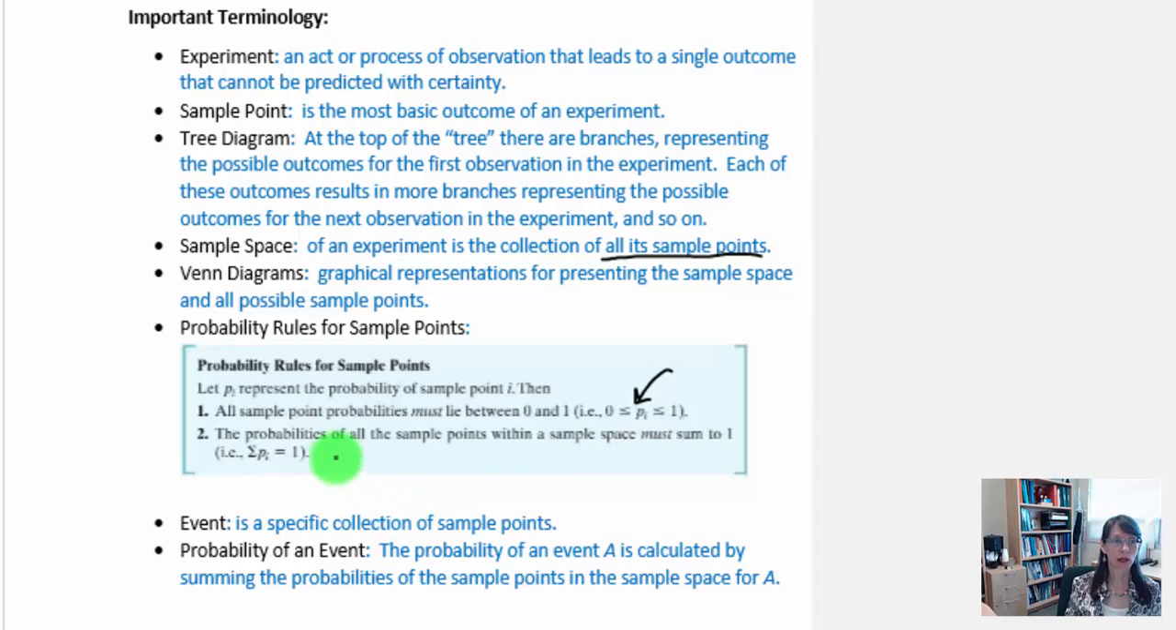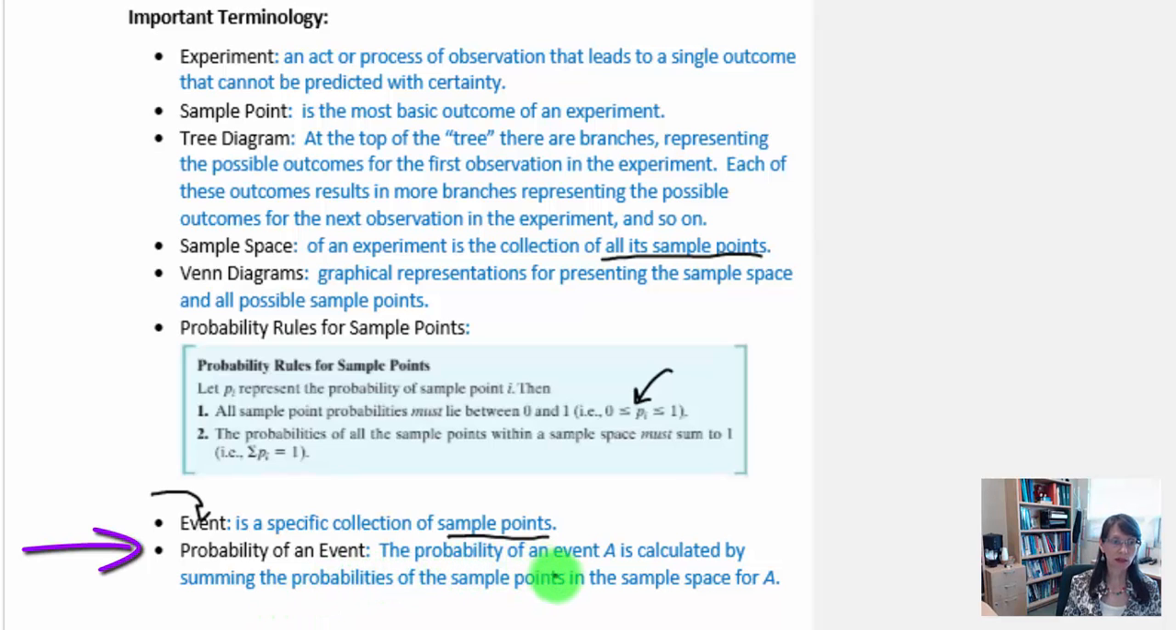In other words, if you have more than one event, you need to make sure that the probability of those events will add up to 1, which represents 100%. An event is a specific collection of sample points. So we'll be working with references for classwork today that show you how to come up with different events for your experiment. The probability of an event will also be calculated.